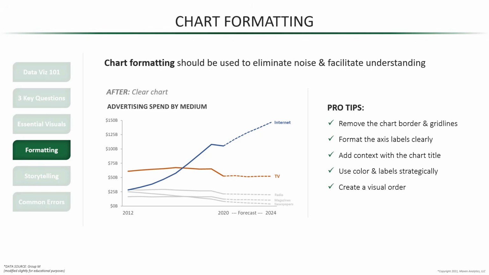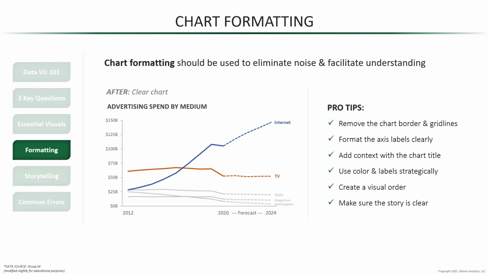Number 5, create a visual order. By muting the color on the bottom 3 lines, we're really highlighting the top 2 series, and the dashed lines really create a visual sense of a forecast. And finally, number 6, make sure that the story is clear. Again, always go back to the 10-second rule. And just by looking at this chart now, we know that internet has overtaken TV in terms of marketing spend, and that gap is expected to keep growing.